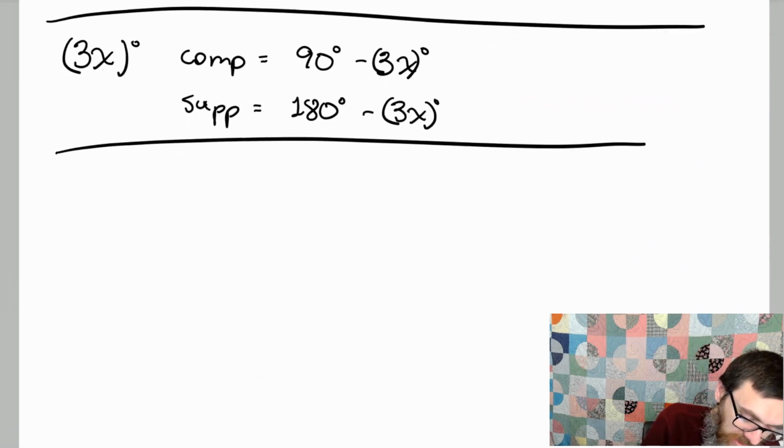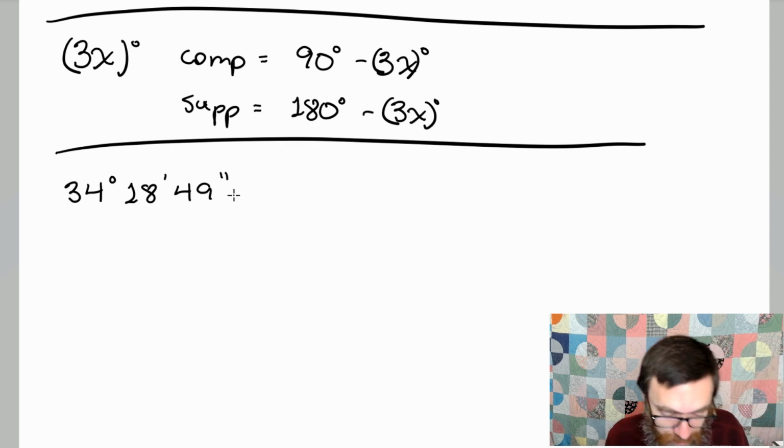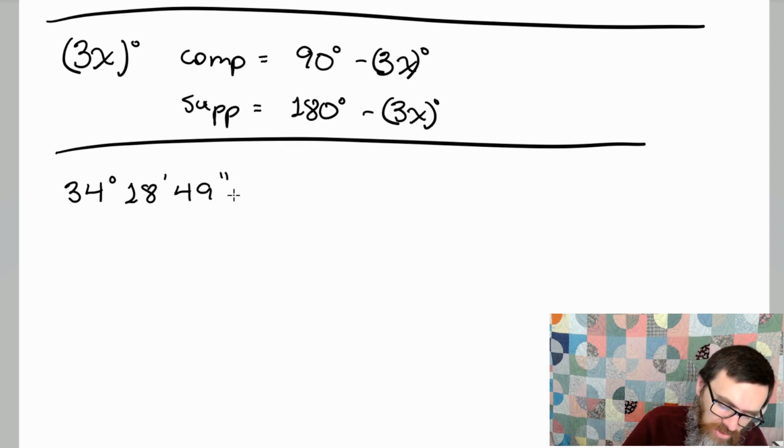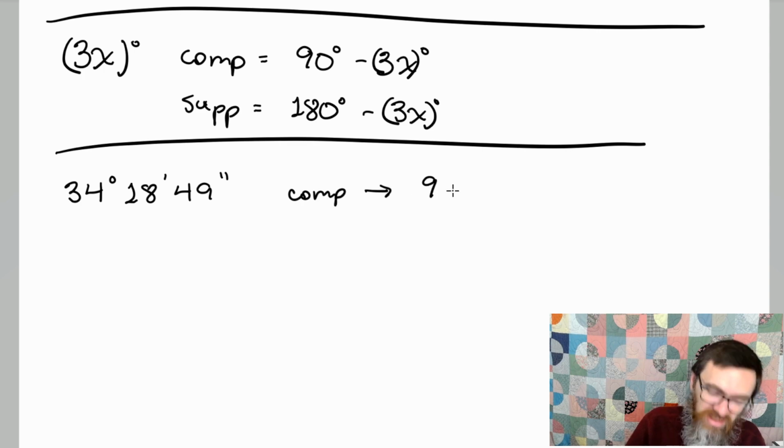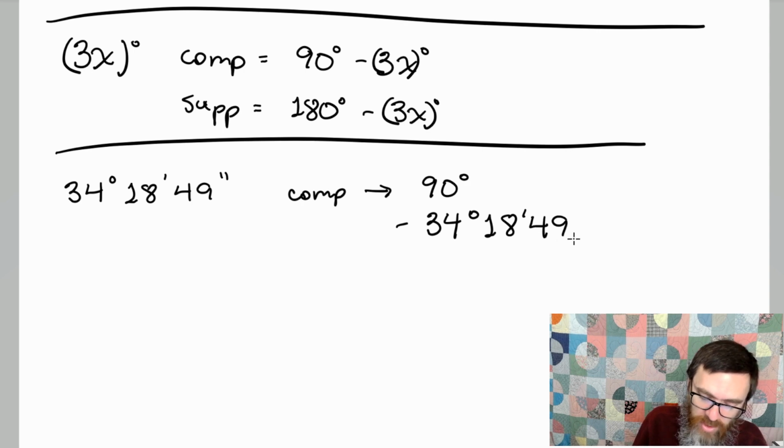All right, and the last example. We have 34 degrees, 18 minutes, and 49 seconds. All right, so for us to do the complement, oh man, this is not going to be fun, right? We just did an example like this, so let's see if we can make this work in our favor.